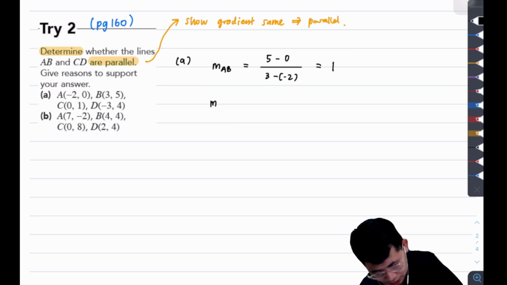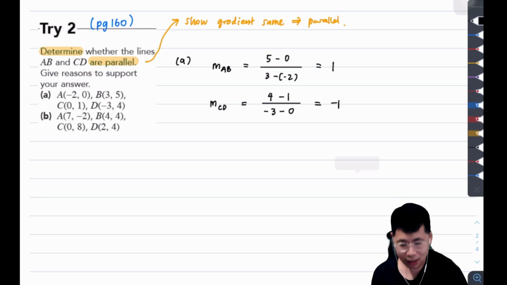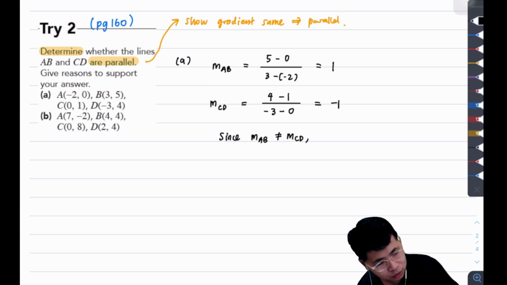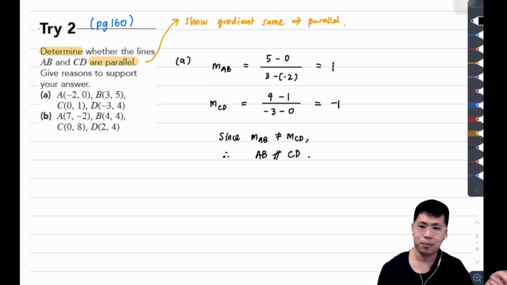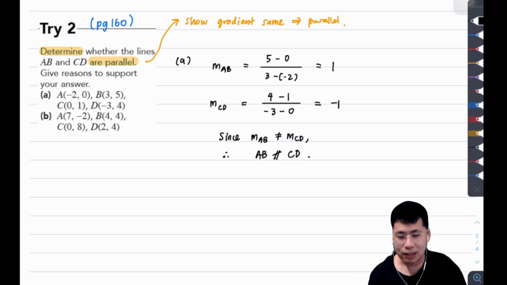And let's check the gradient of CD over here. Gradient of CD is y2 minus y1 over x2 minus x1. So this is actually negative 1. Okay, so the conclusion is, since the gradient of AB is not equal to the gradient of CD, the conclusion over here is that AB is not parallel to CD. This is the short form that I would like to write. Now let's take a look at part B.